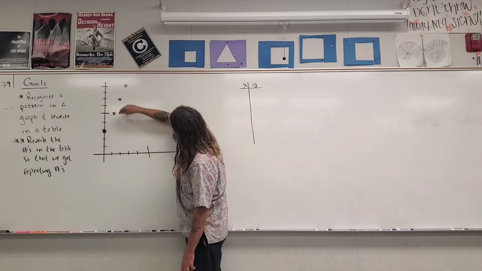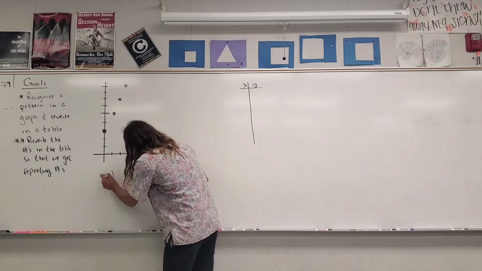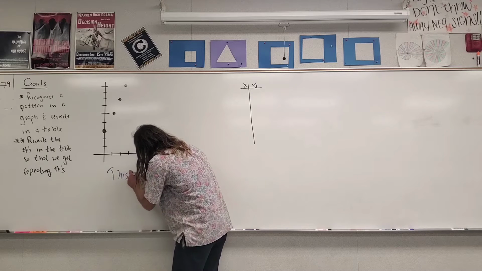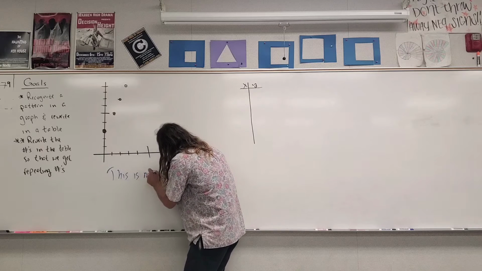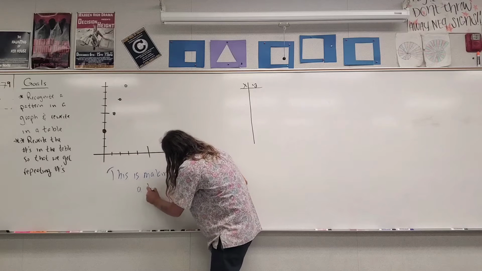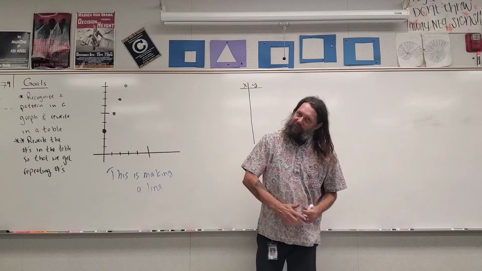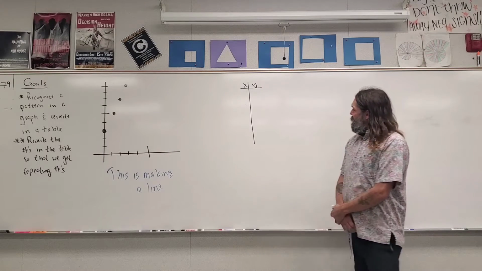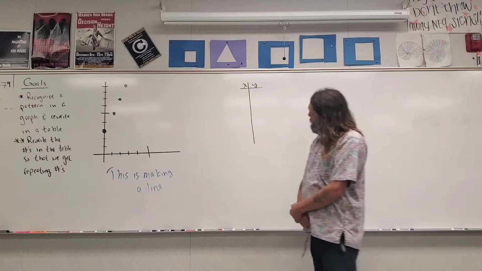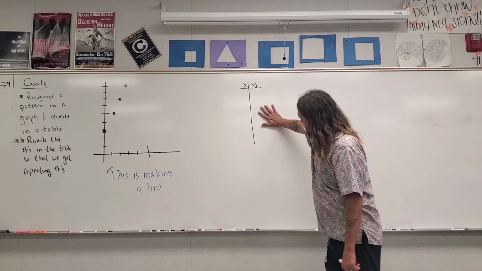So our inputs and outputs are making a line. That's the pattern we recognize. All right, that's what we need to understand. That pattern is linear, as we would say. So what we want to do is take the information that we have graphically and transfer it into a table.